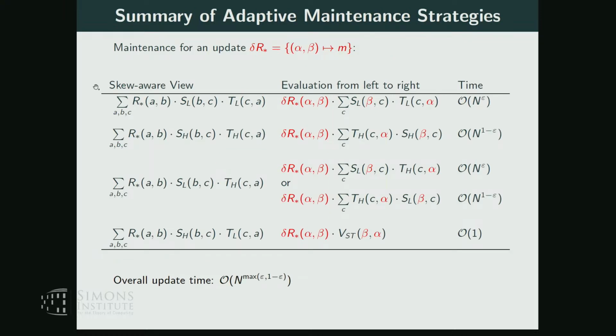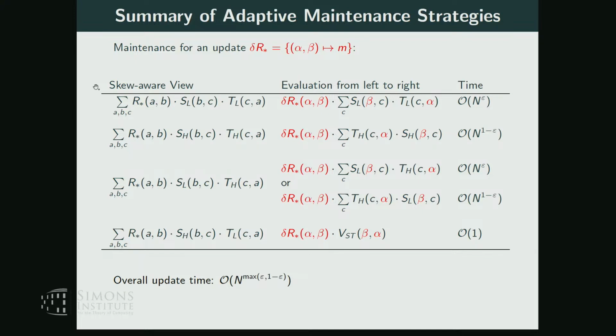But so far, this is the picture. In case of light and light, this is the update time. In case of heavy and heavy, this is the update time. Then for light and heavy, there are in fact two possibilities we can use, so we get the minimum of the two. And then for the last one, we have O of 1. So overall, we get this update time, which is basically the maximum of these you see here.